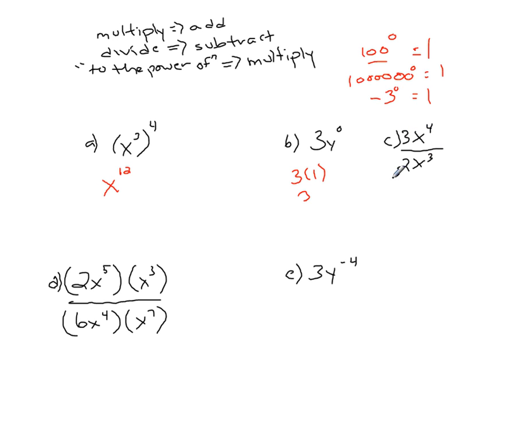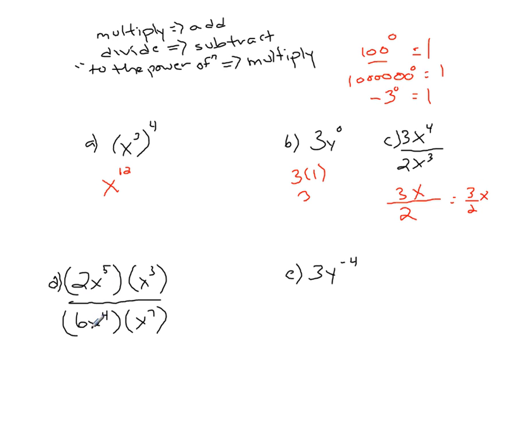So we have 3. You always start by looking at the coefficients, and you just treat those like regular numbers. So we have 3 divided by 2, which we can't really simplify, so we just have 3 over 2. And then we're left with x to the power of 4, x to the power of 3. Subtract the exponents, leaves us with x to the power of 1, which simplifies to x. So our final answer is 3 over 2x.